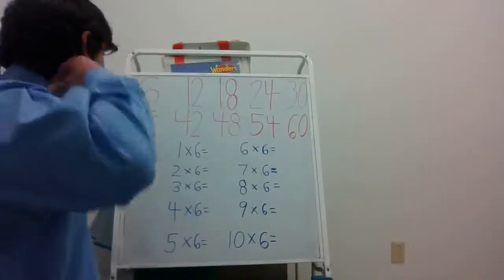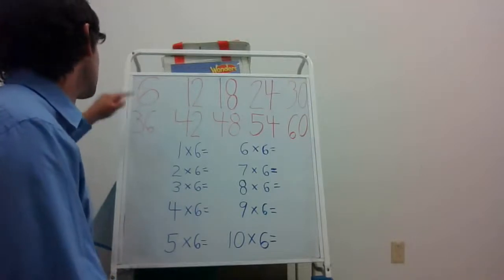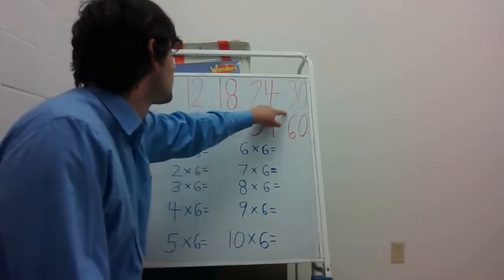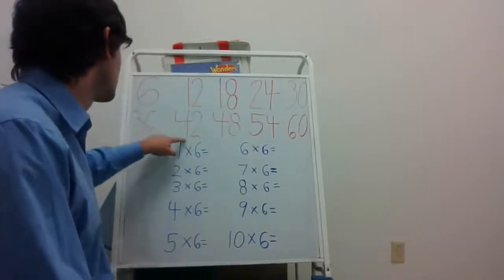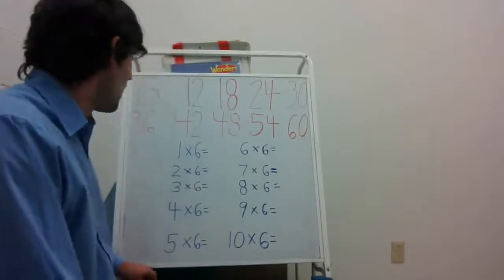So I'm going to get into it. Ready? Here we go. I'm going to start counting by sixes. 6, 12, 18, 24, 30, 36, 42, 48, 54, 60. All right.